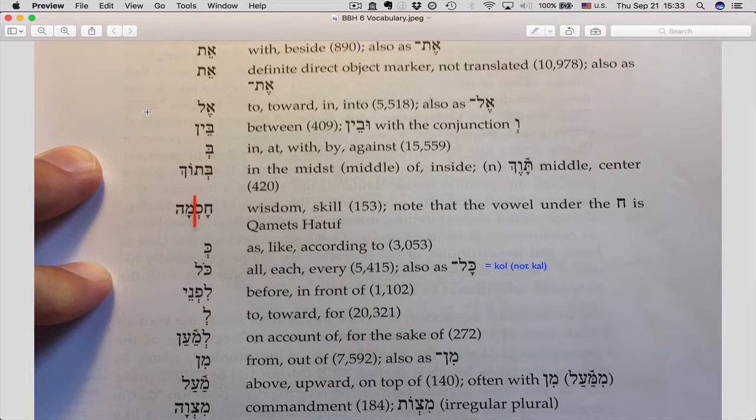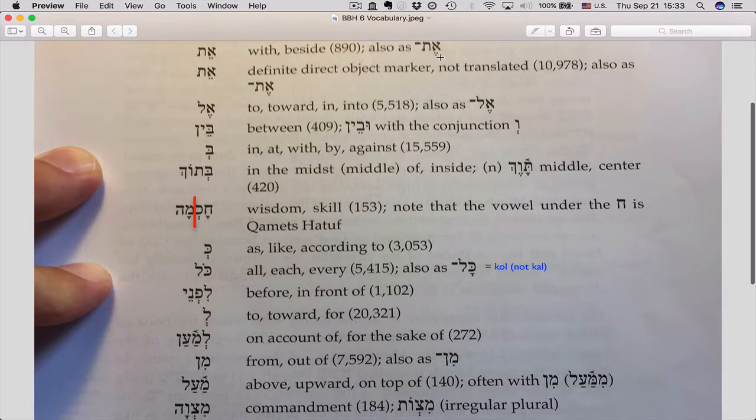Et, which means with or beside, and sometimes has the makef, and then it just has a shorter vowel, et. Et hadavar, with the word. Much more common, that's 890 times in the Bible, much more common, 10,978 times, is et with a makef. Notice those are exactly the same, and this is the definite direct object marker, which we don't translate. It just means if something's a direct object and it has the article, it's definite, then we use et before it.